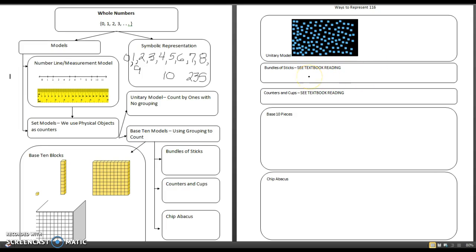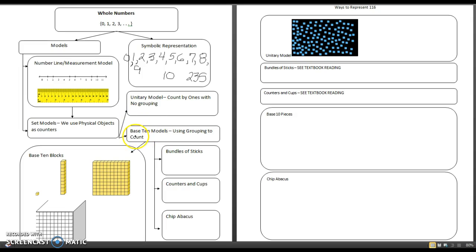I would want you to look at your textbook. You were assigned some reading there, and they talk about other things that you could use rather than these cubes that you buy through an educational supply source: bundles of sticks like coffee stirrers, counters and cups like beans and Dixie cups, and that kind of thing. Anyway, this is a unitary model for representing 116 objects. Representing 116 objects this way does not help students learn about place value. It's where we begin, but it doesn't help students learn about place value.